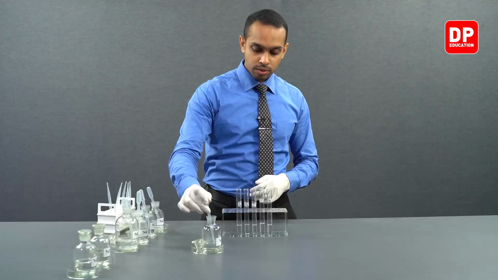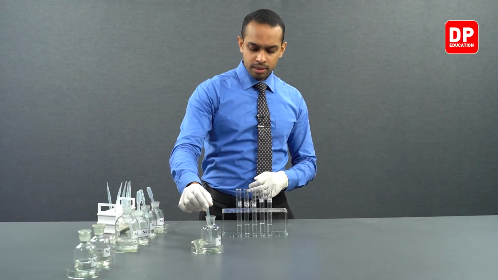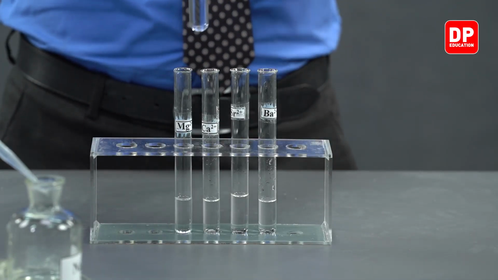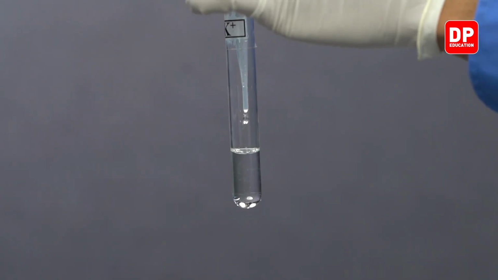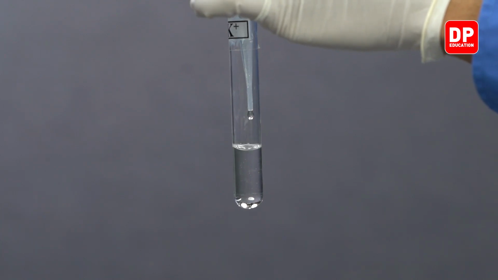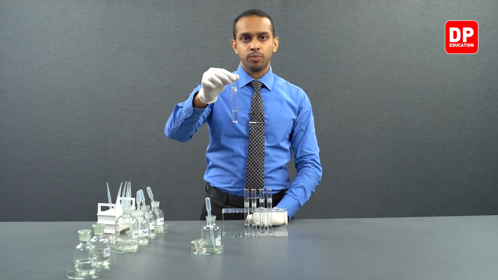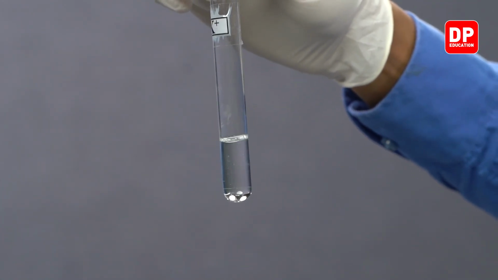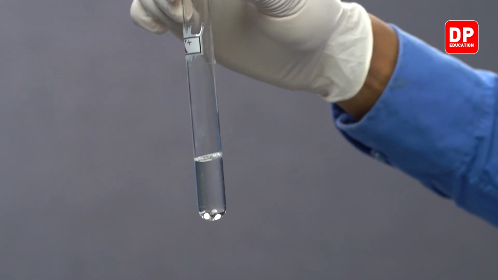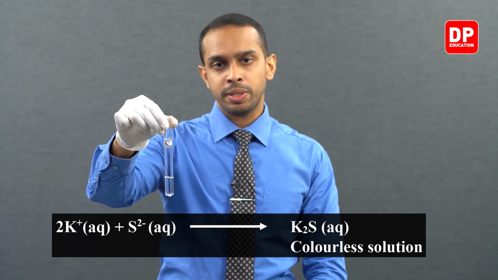So let's take a small dropper and take a small amount of sodium sulfide and add a few drops of sodium sulfide into our potassium nitrate solution. So we have our potassium 1 plus aqueous ion solution obtained with the use of potassium nitrate, and to that we added sodium sulfide. And when we mix it, you can see there is no precipitate formed.